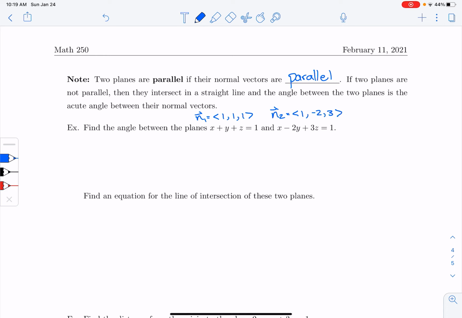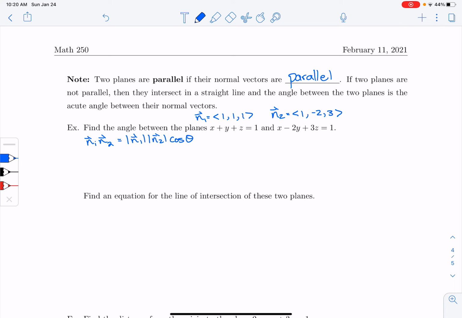And now we want to remember something that we learned about dot products. Specifically, we learned that the dot product of two vectors, n1 and n2, is going to be the magnitude of n1 times the magnitude of n2 times the cosine of the angle between them. So if we want to find the angle between the two planes, we can find the angle between the two normal vectors, and that will give us the angle between the two planes.